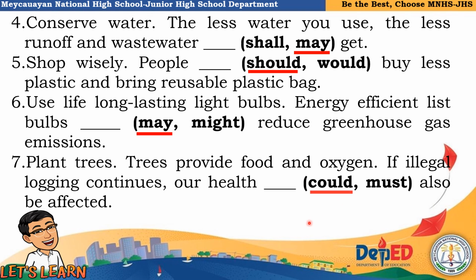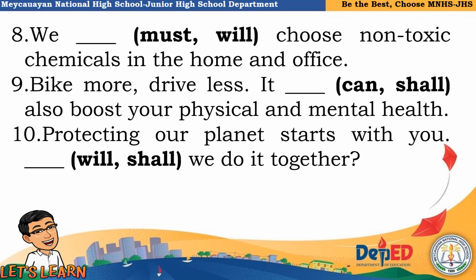The answer is could, because it portrays capability or ability of being affected when there is illegal logging. Number 8, we will choose non-toxic chemicals in the home and office. Must or will? 5 seconds to answer. The answer is must, because it portrays urgency or obligation to choose non-toxic chemicals in home and office.